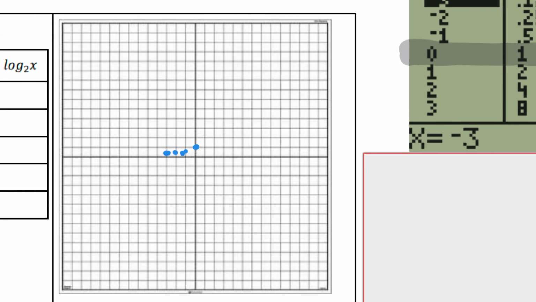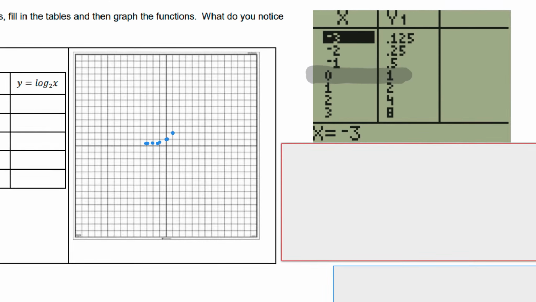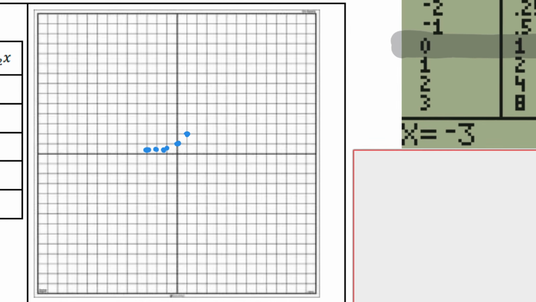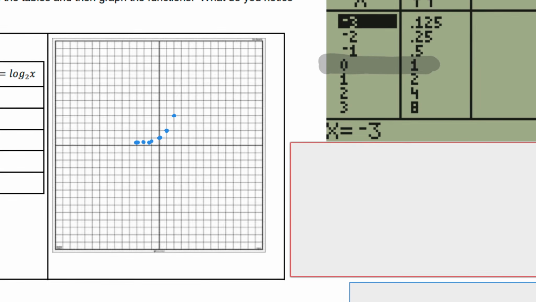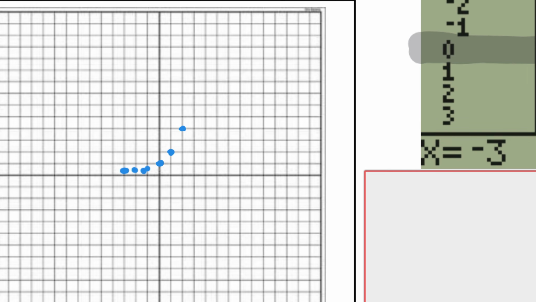Next thing we see is at 1, 2. And again, if you think about that, 2 to the 1 power, of course, is 2. And now we're going to start seeing that exponential growth. 2 squared is 4, and then 3 is at 8. So we're there. So this is what our exponential function is going to look like.